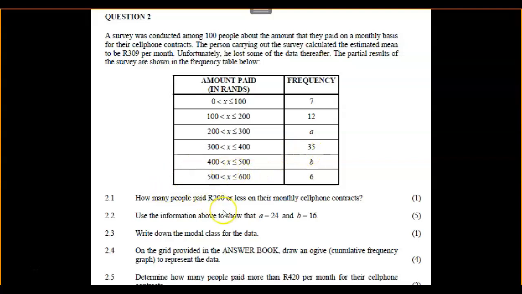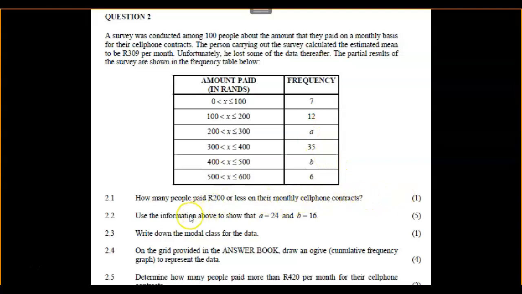How many people paid 200 Rand or less on their monthly cell phone contracts? You would now have to find that interval, and there's 200. But keep in mind that 100 is less than 200, and anything less than 100 is also less than 200. So 2.1 would be 12 plus 7, which is 19. That's your first answer, and you get 1 mark for that.